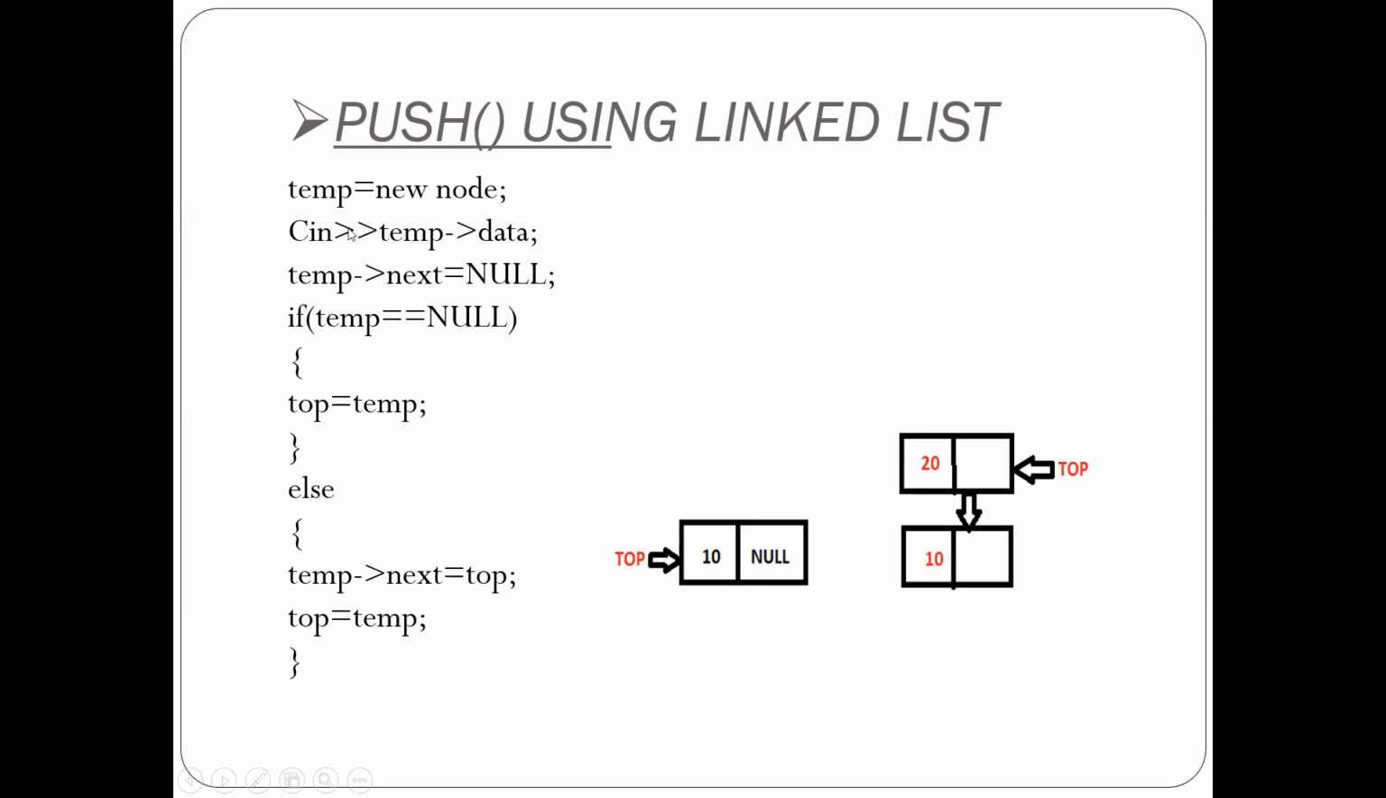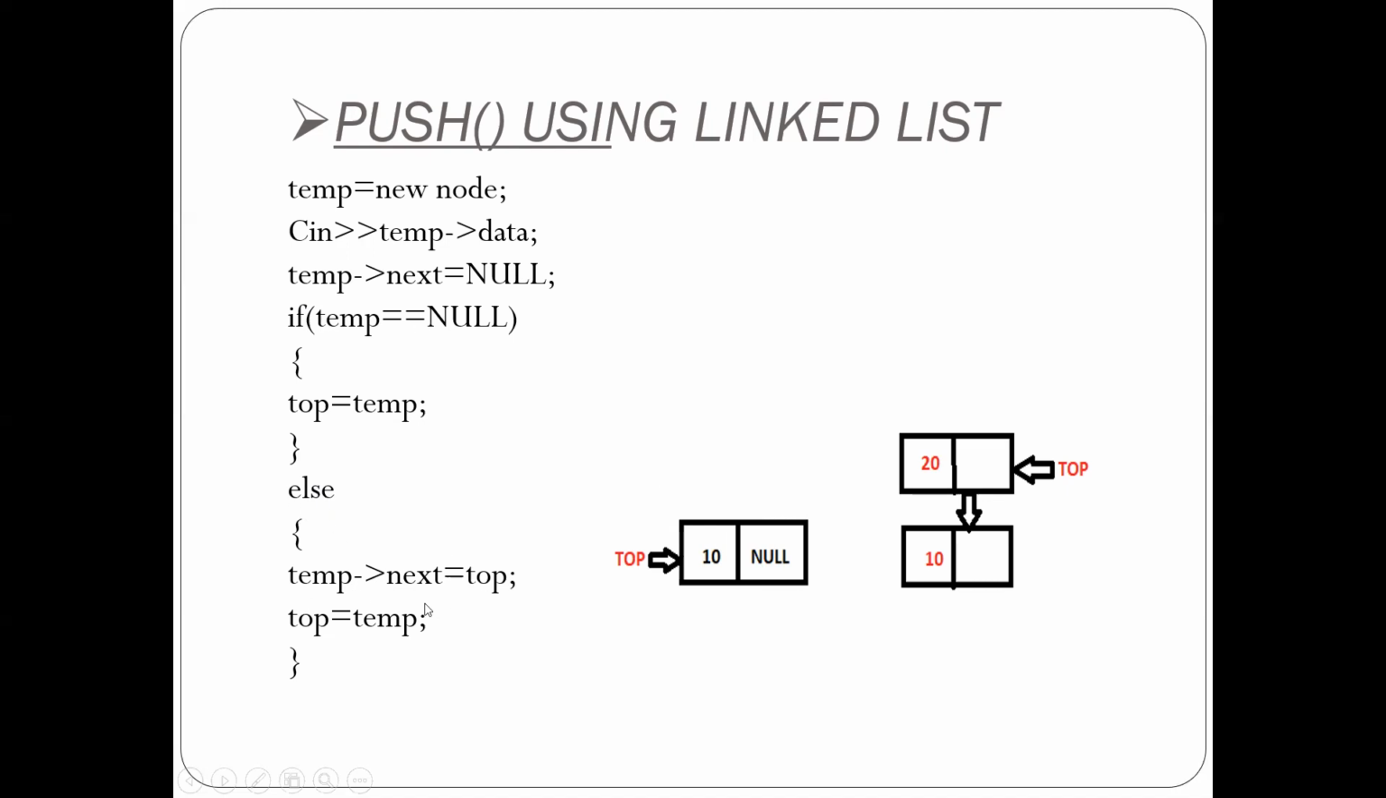Temp is equal to new node, scan temp data, temp next is equal to null. That means create the node first, accept data from the user, set the address field initially to null, and once again check the condition: if top is equal to null. Obviously top will not be null here because we have already created the top. So it will come inside the else part.